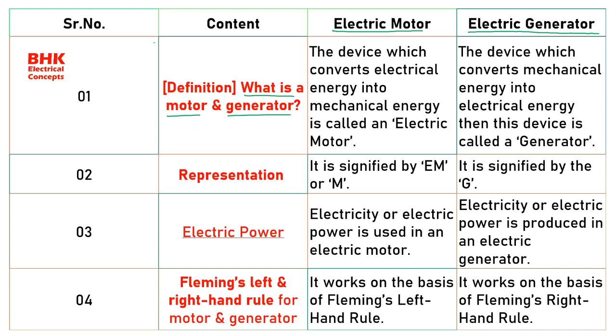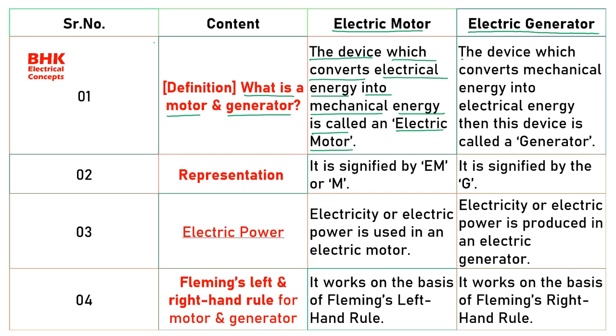Now if you are going to define the motor and the generator, the device which converts electrical energy into mechanical energy is called an electric motor. It means the main purpose of a motor is to convert electrical energy into mechanical energy. For example, if we use this motor in a fan, then electrical supply is the input energy and rotation is the mechanical energy. That is why the motor is a device which converts electrical energy into mechanical energy.